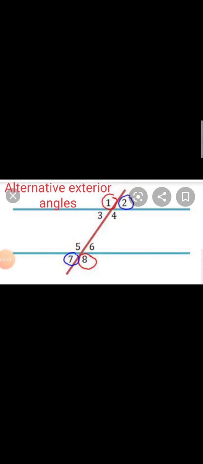Now look at another figure of alternate exterior angles. Angle 1 is alternate exterior to angle 8. 1 is opposite to 8 and exterior means outside. So outside angles are 1, 2, 7 and 8. So 1 is alternate exterior to angle 8 and 2 is alternate exterior to angle 7.